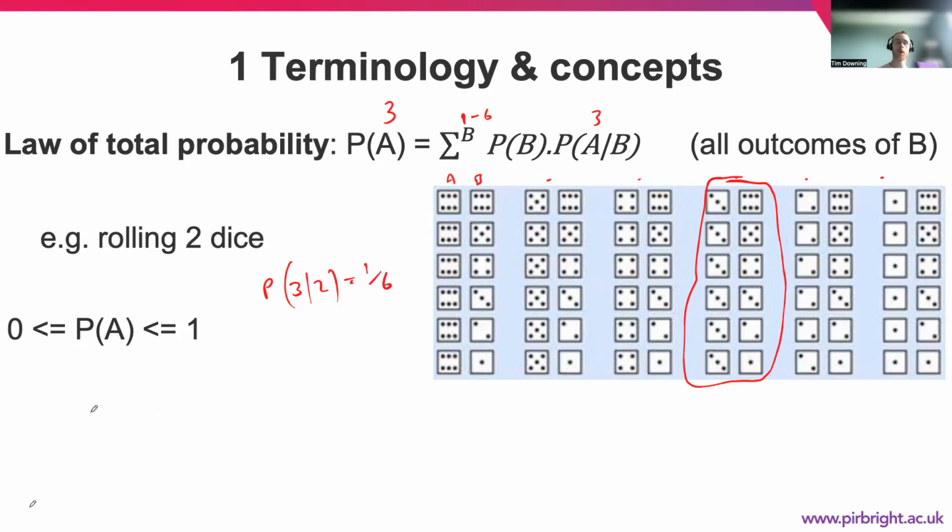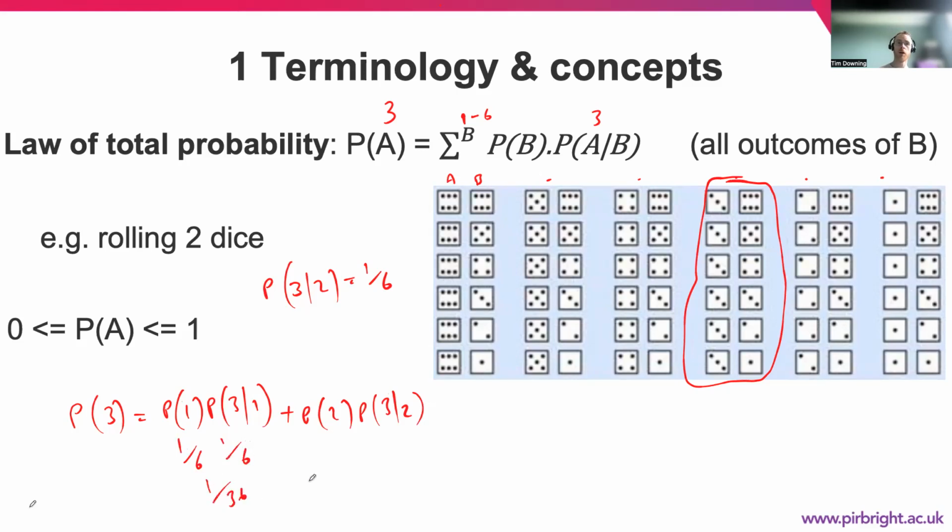So therefore, if we're looking at the probability of A rolling a 3, we can sum across these different probabilities. So rolling a particular value like 1, and the probability of rolling a 3, given that we rolled a 1 already. And we do the same for 2, probability of 2, multiplied by the probability of 3, given we rolled a 2 already. So this is 1/6, but this is also 1/6 together. So that's 1 over 36 we get there, and we get the same here, 1 over 36.